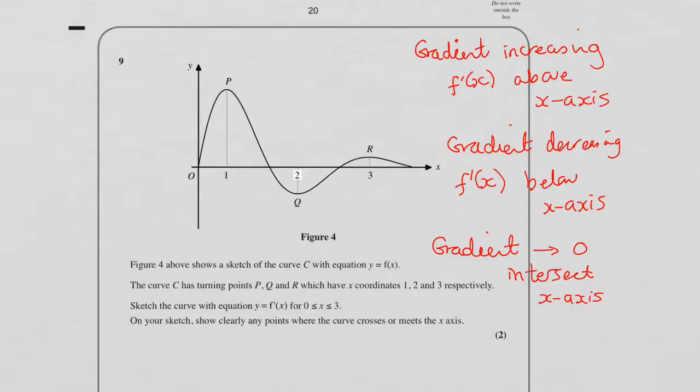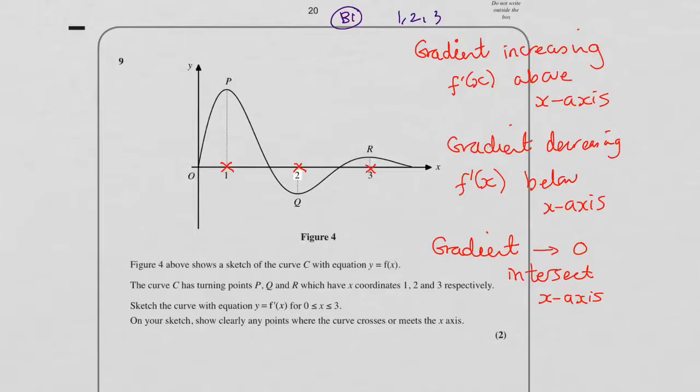So the first thing I'm going to do is put a mark where it's going to cross the axis. So everywhere I've got a flat gradient, so here, here and here, where the turning points are, that's where the gradient will be 0. So my gradient is going to cross there, there and there, and that's actually where your first mark comes from, okay? So you get a B1 mark for crossing at 1, 2 and 3.